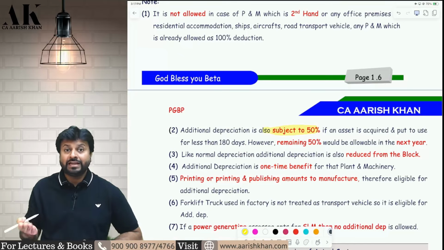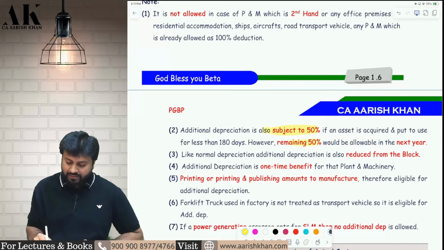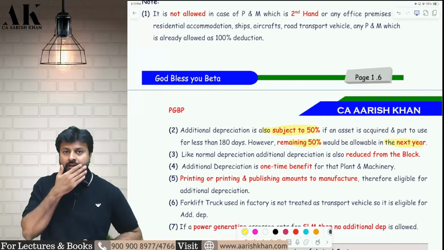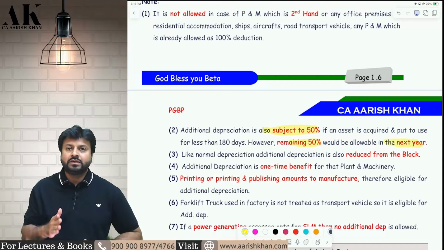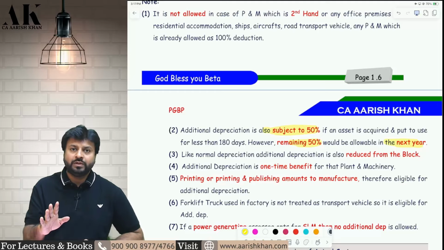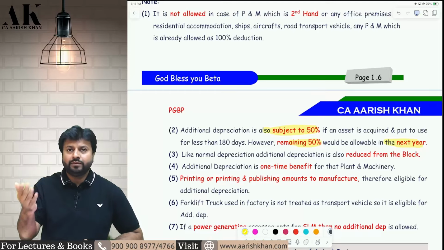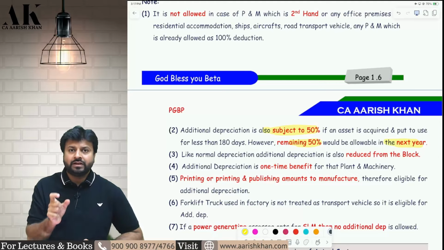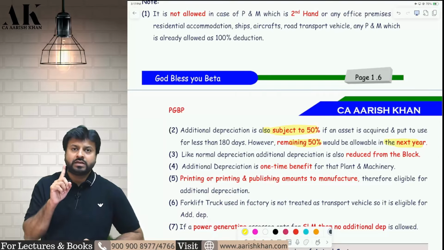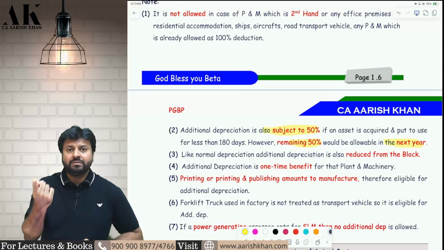Sir, what about the balance 50%? The balance 50% will be allowed to you in the subsequent year. Suppose in the current year I purchase new machinery of 10 lakh rupees in the month of December and I have put it to use. So now I am using it for less than 180 days. So 10% I will claim, that is 1 lakh additional depreciation, in the current year, and 1 lakh I will be claiming in the immediately next year. Okay, no issues in that.